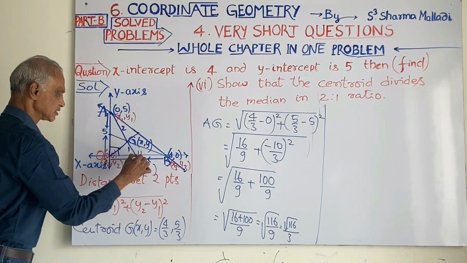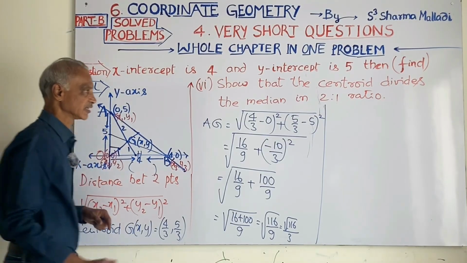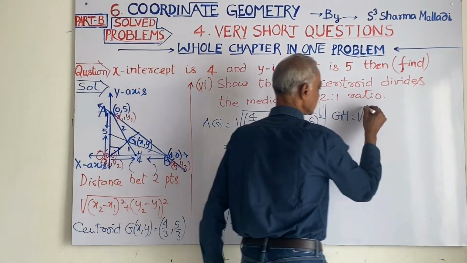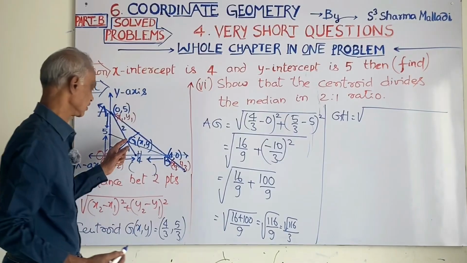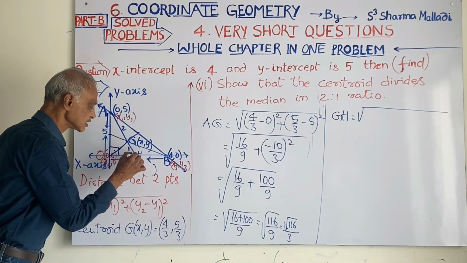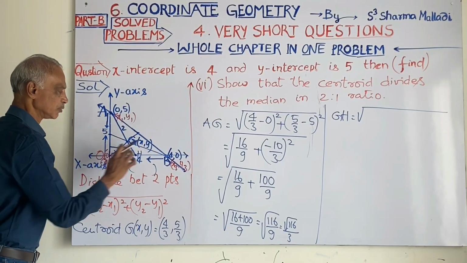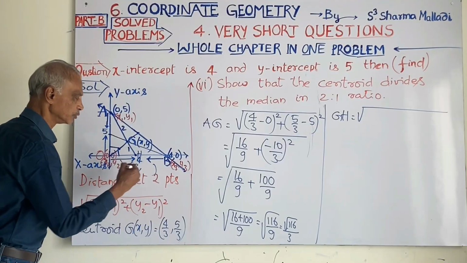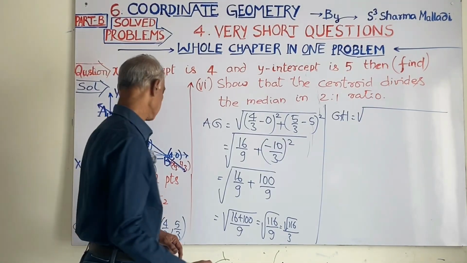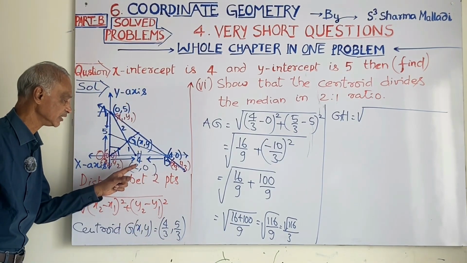Take this as H. You have to find the distance between GH. GH is equal to, now you know G, that is 4 by 3 and 5 by 3, but you don't know H. What is H? H is nothing but the midpoint of these 2 points. 0 plus 4 by 2 means 2 and 0 plus 0 by 2 means 0. This is 2, 0. We have to find the distance between (4 by 3, 5 by 3) and (2, 0).